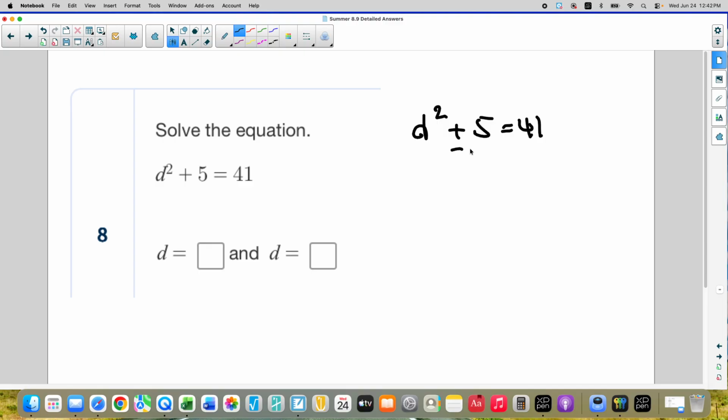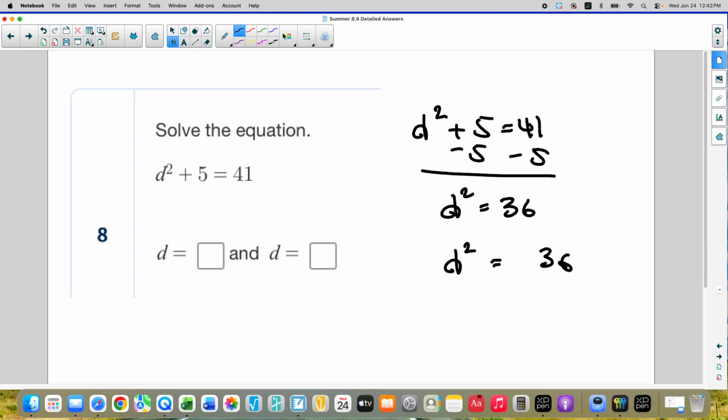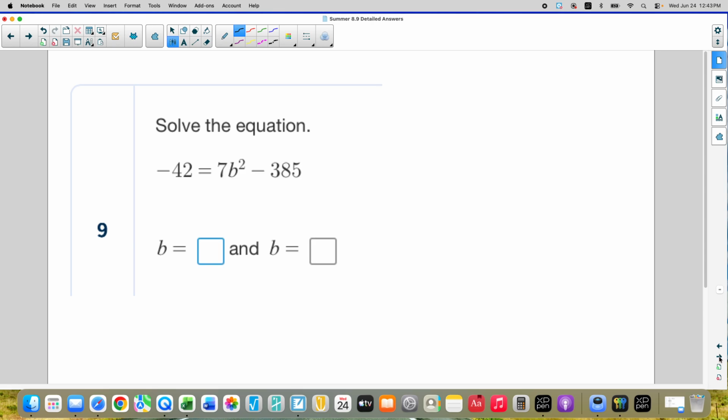We will get rid of addition and subtraction first. We get d squared equals 36. We're going to take the square root of both sides. When we take the square root of a variable being squared, we have to do plus or minus. The square and the square root cancel, leaving us with d equals plus or minus the square root of 36. The square root of 36 is a perfect square, so we get 6 and negative 6.